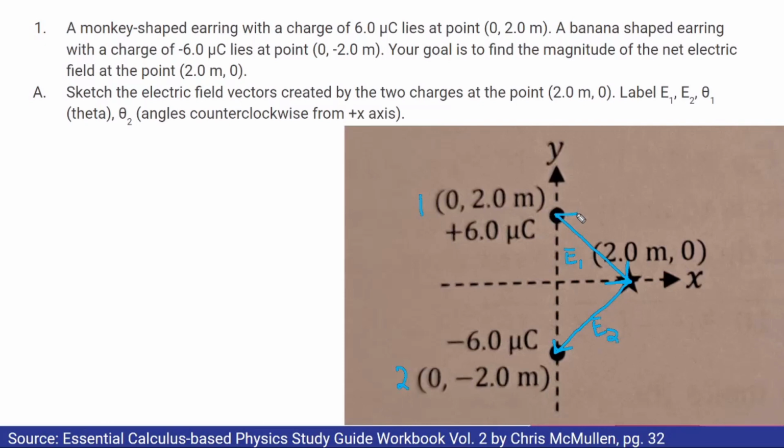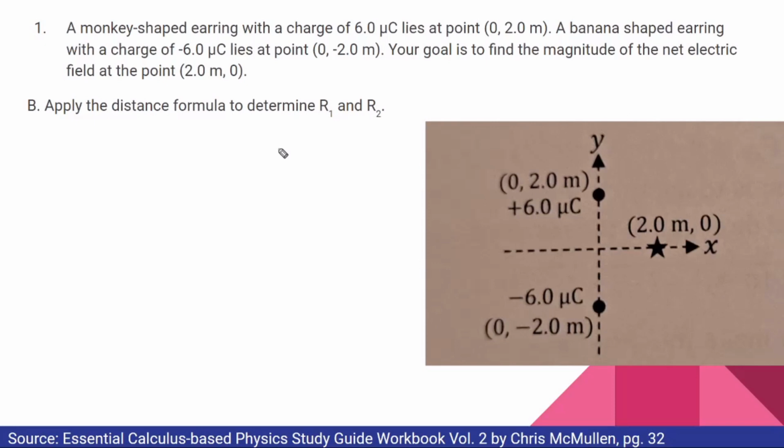Now, because x positive is going to be over here, we have to go all the way around to get this theta. For this one, we will also go all the way around to get this angle. Note which quadrant the angles are in. This one is in quadrant 4, while this one is in quadrant 3. Apply the distance formula to determine R1 and R2.